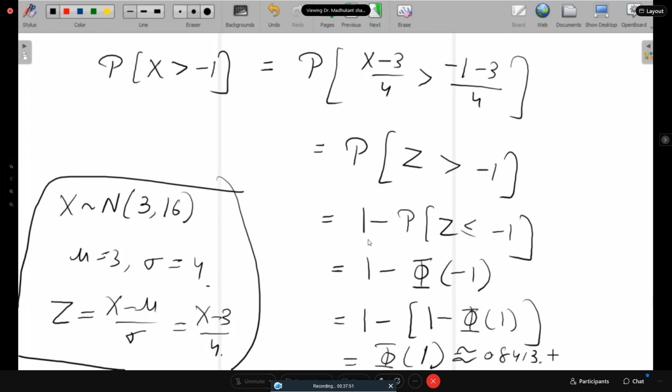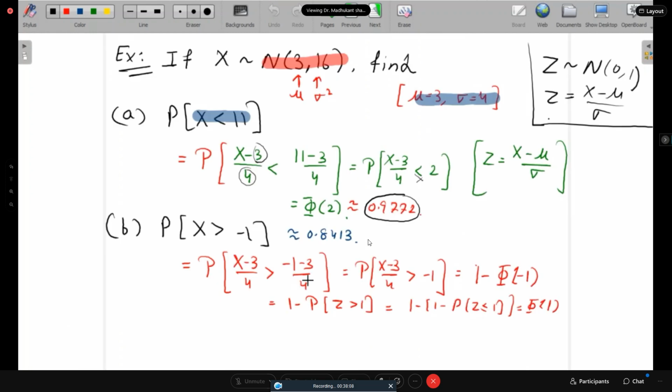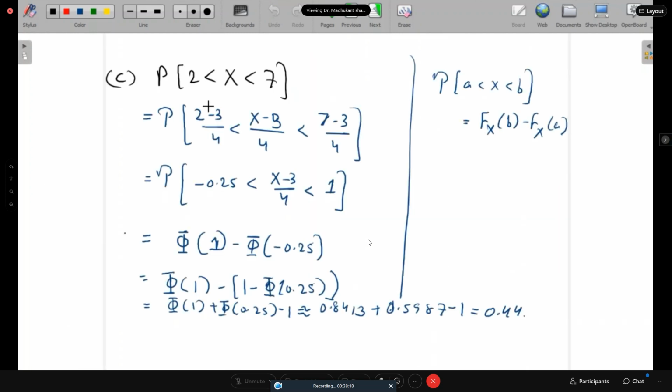Okay. So the idea is, from the normal random variable, you have to turn it into the standard normal one, and then you can use the normal table. Okay, right. Now the C part is, can you work this out now?